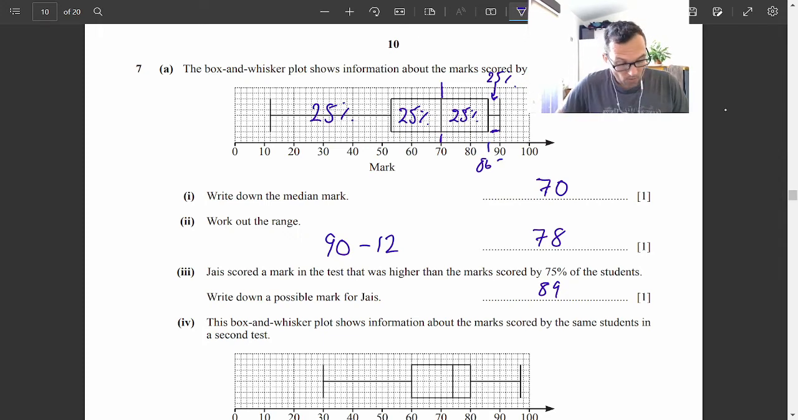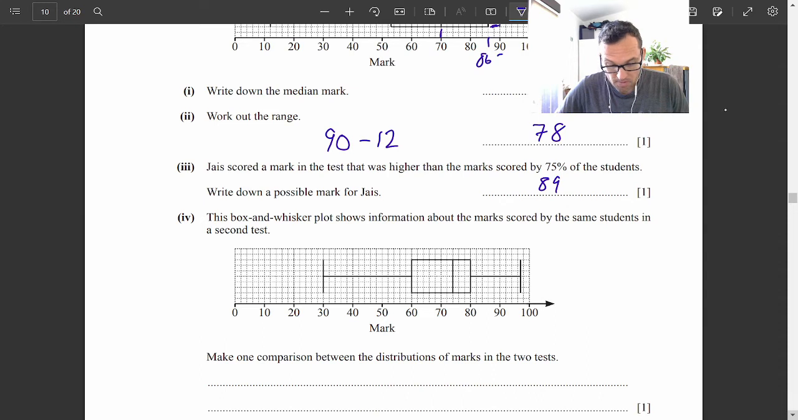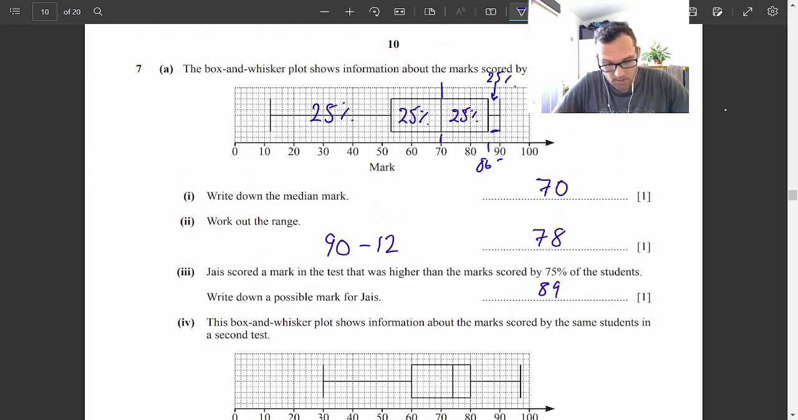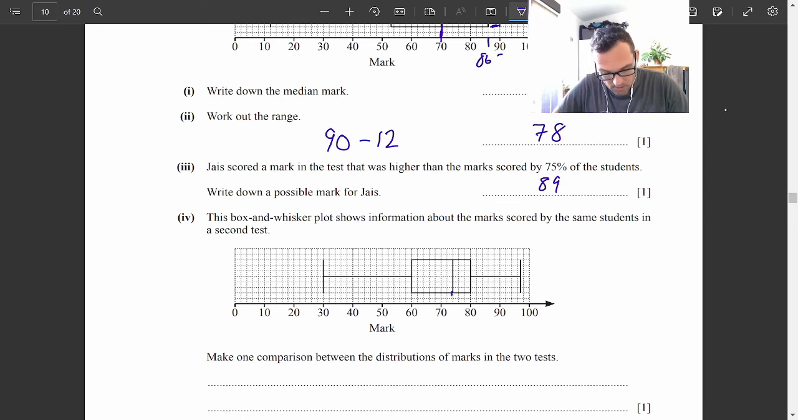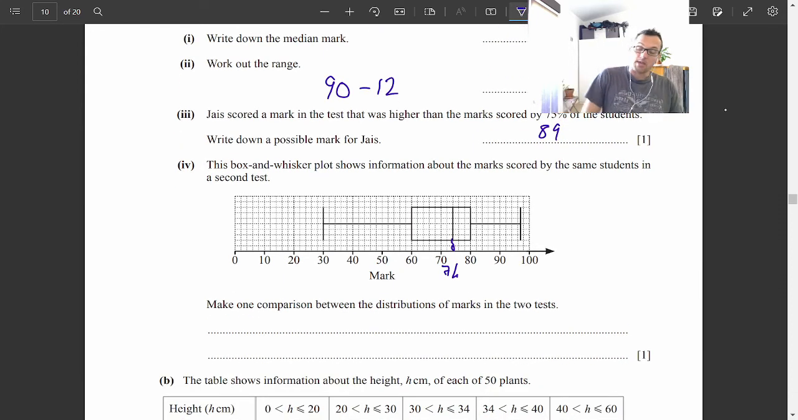Then question 4 wants us to make a comparison between the distributions of the marks of the two tests. The important thing here, this is maths, use numbers. Okay, the most straightforward answer here would be to compare the median. The median of the first one is 70. The median of the second test was 74. So a good answer here would be to say, on average, the students scored better in the second test because the median is 74 in the second test compared to 70 in the first one.